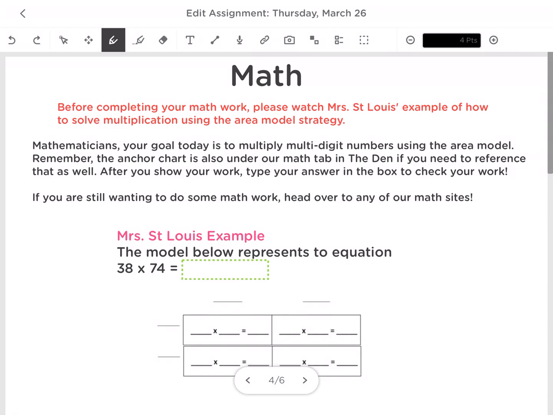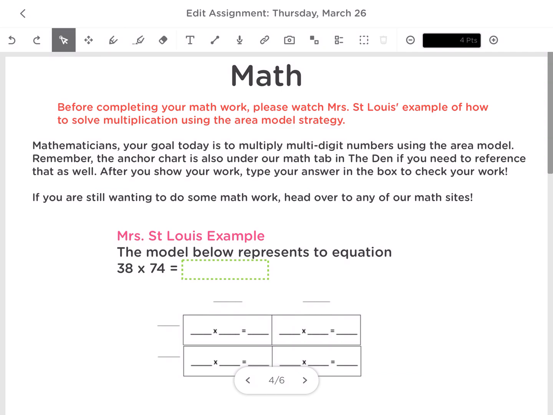So if you need to use the anchor chart for reference after I'm done with the video, you can head back to the den and use that. So I'm going to focus on this first example here on your actual class kick this morning. So I'm on slide 4, and we are going to use the strategy area model. So our goal today is to multiply multi-digit numbers using the area model.